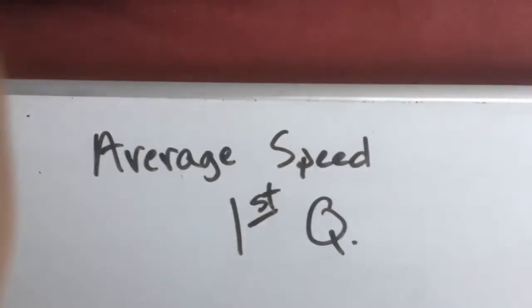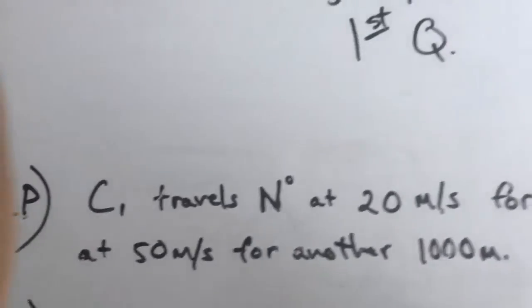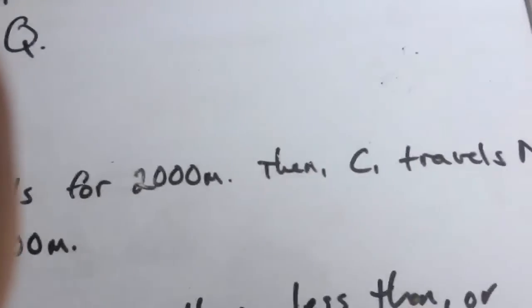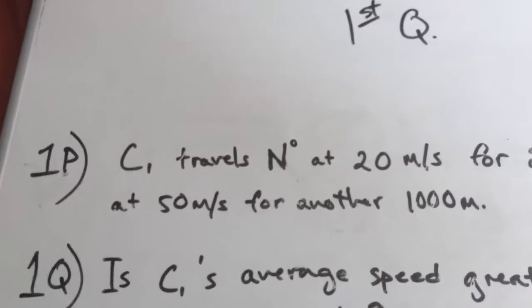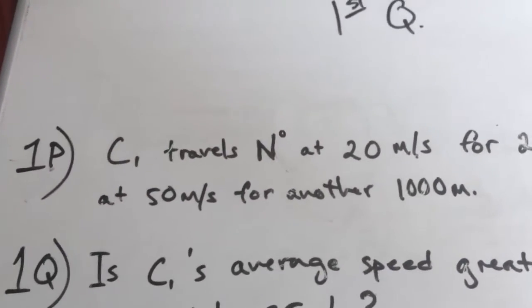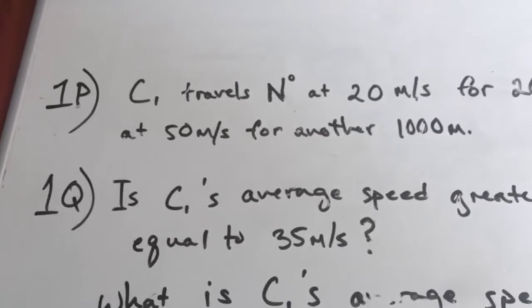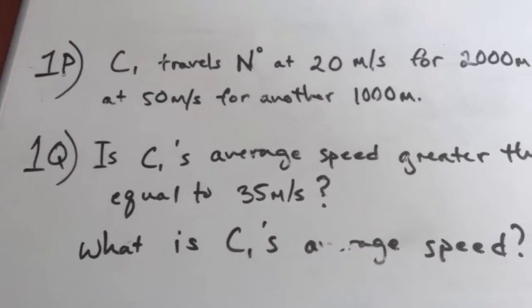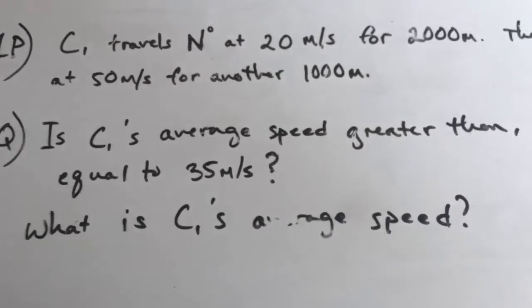Physics average speed, first question. First problem. Car 1 travels north at 20 meters per second for 2,000 meters. Then car 1 travels north at 50 meters per second for another 1,000 meters. First question. Is car 1's average speed greater than, less than, or equal to 35 meters per second? What is car 1's average speed?